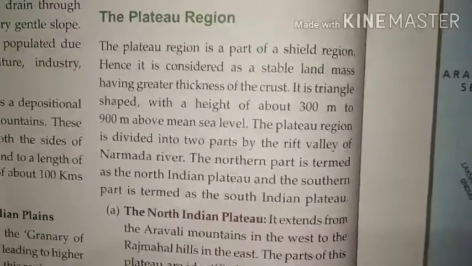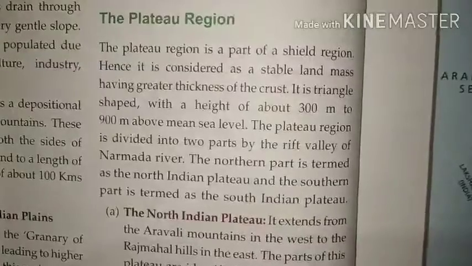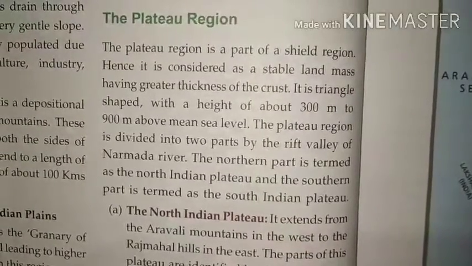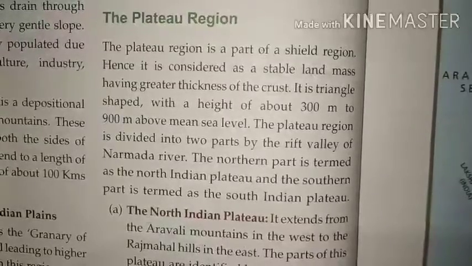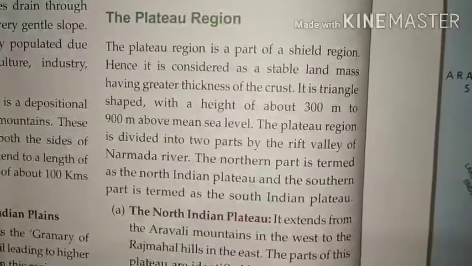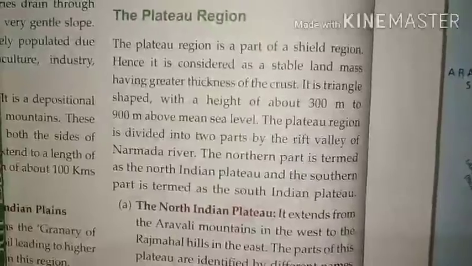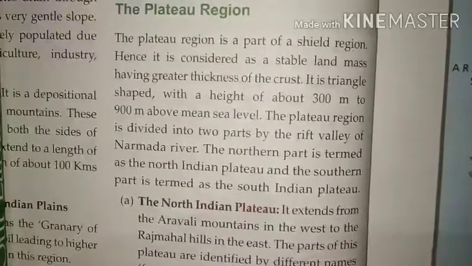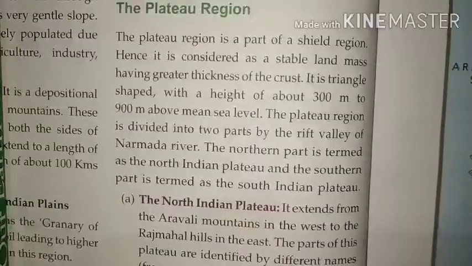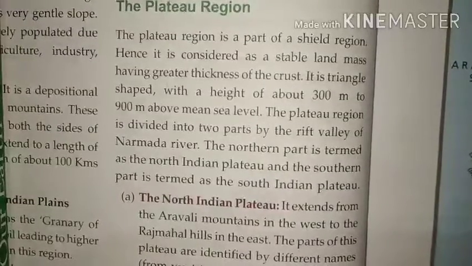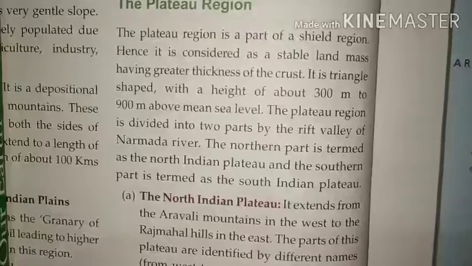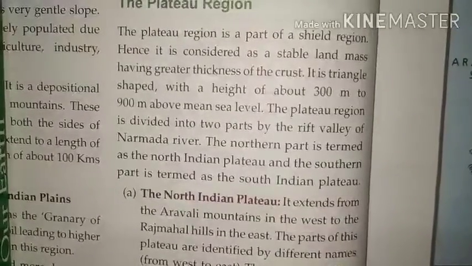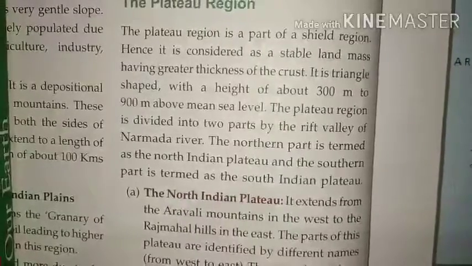The Plateau region is a part of a shield region, hence it is considered a stable land mass having greater thickness of the crust. It is triangle shaped with a height of about 300 meter to 900 meter above mean sea level. The Plateau region is divided into two parts by the Rift Valley of the Narmada River. The northern part is termed the North Indian Plateau and the southern part is termed the South Indian Plateau.